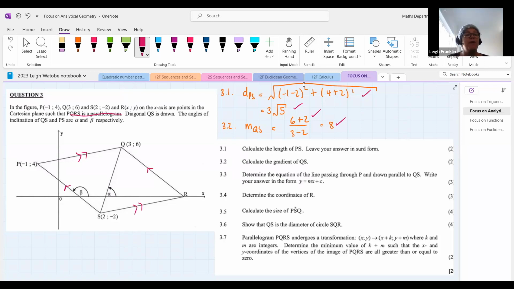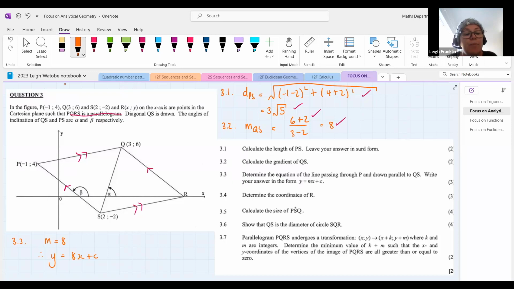Diagonal QS is drawn, thank you. And they've given us angles of inclination. Okay. So they want us to determine the equation of the line passing through P parallel to QS, fair enough. So that means that we are going to use the gradient of QS in order to be able to answer this question. All right, so we can say that the gradient would be 8 as well. So y would be equal to 8x plus c.